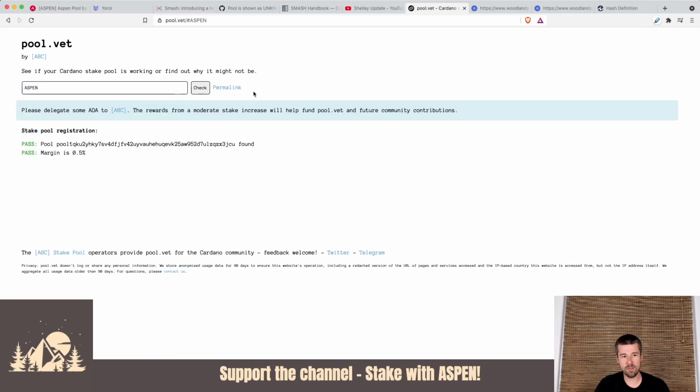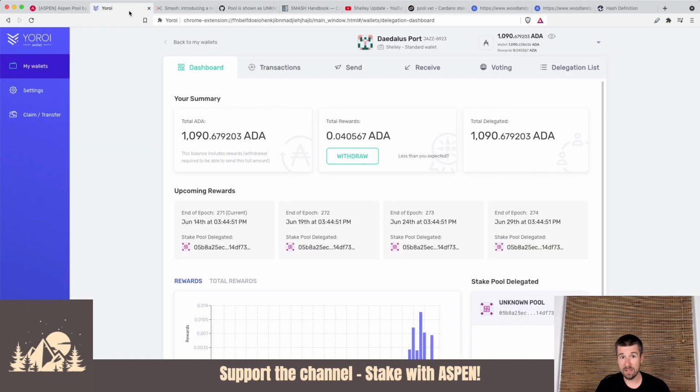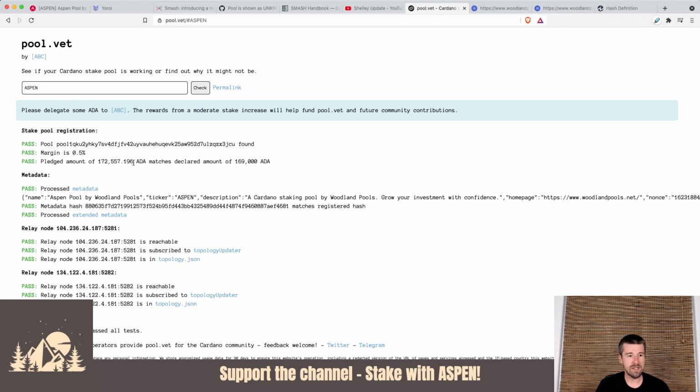We can do a check on Aspen. And while this is pulling up, let's remember, we're getting this unknown pool in real time here in Yoroi. But if we come to pool.vet, we can see lots of great information. We can see the pool's ID. We can see the variable margin or variable fee that's registered with the network. We can see the actual amount in the pledge wallet, and we can see that it is greater than or equal to the amount that the pool has pledged to keep as a pledge for the pool.